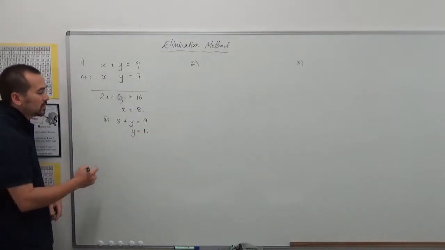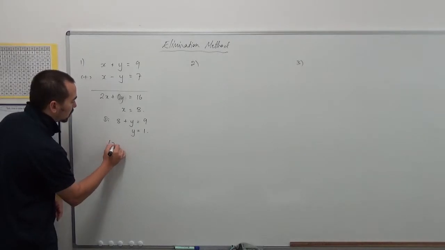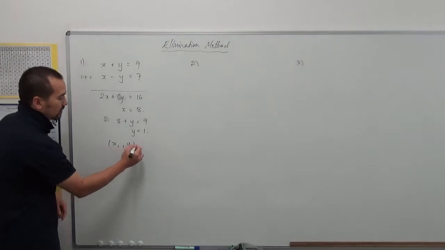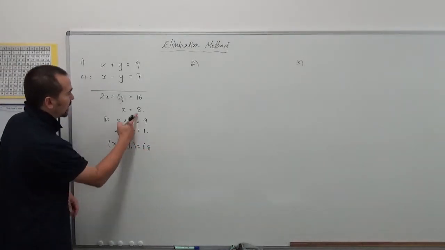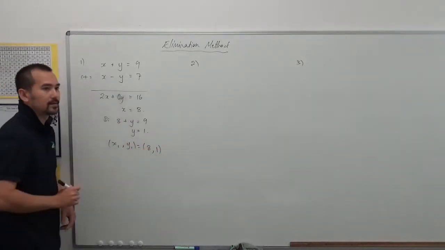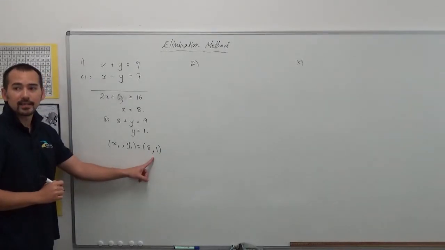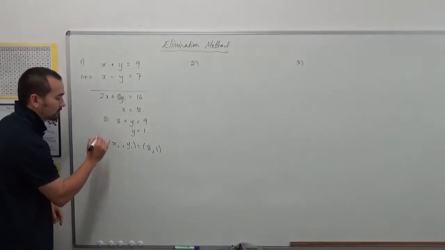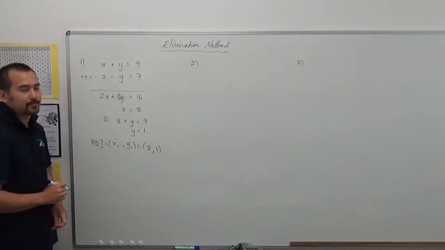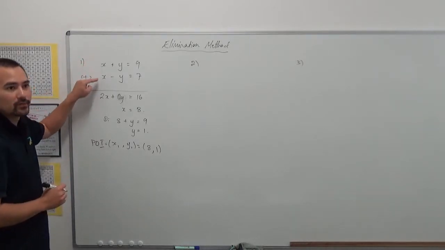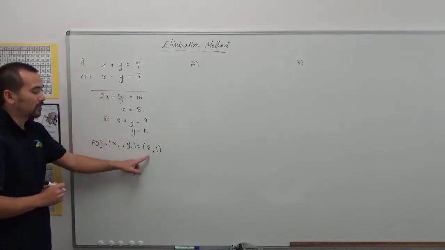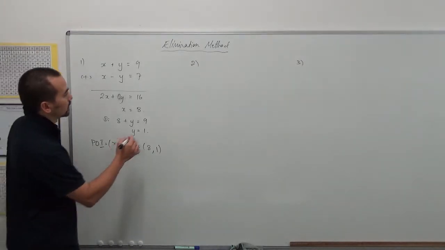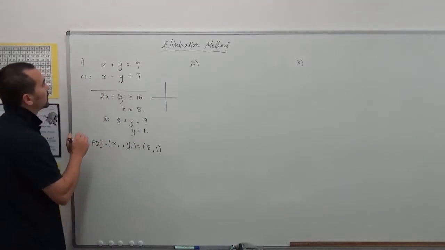Okay, so what this means is that we have a coordinate now that is equal to 8, 1. That there is the point of intersection. Okay. So if we graph these two functions, we're going to find that the point of intersection is 8, 1. Okay. Perhaps I could show that to you very briefly.